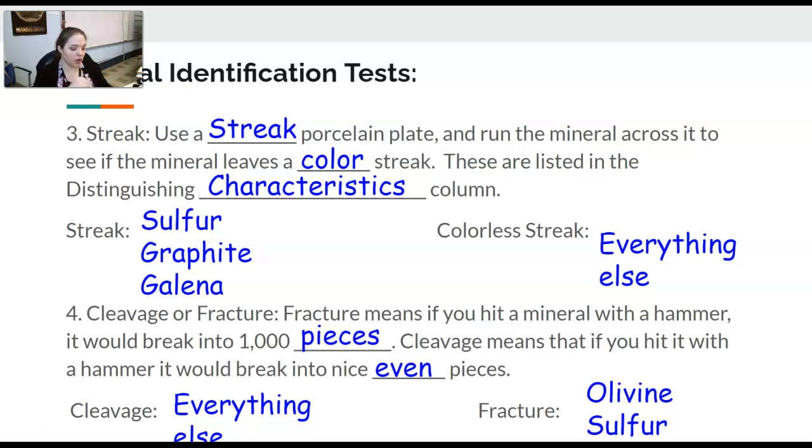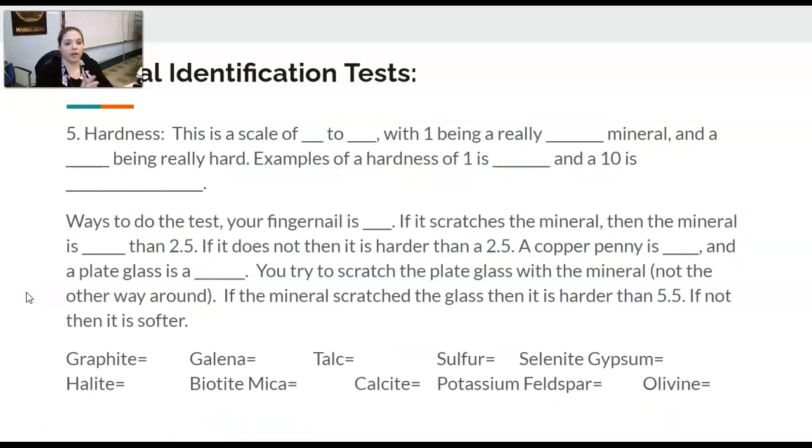Potassium feldspar: 2 directions at 90 degrees. So you can kind of see how it has this almost 90-degree angle for the potassium feldspar, and olivine fractures. All right, so hardness.